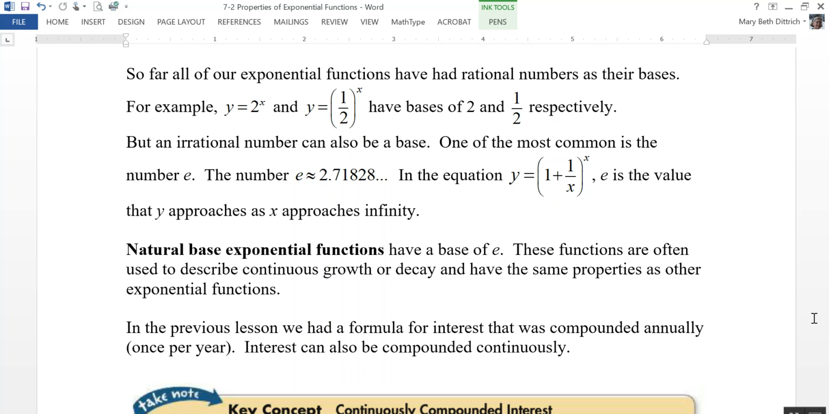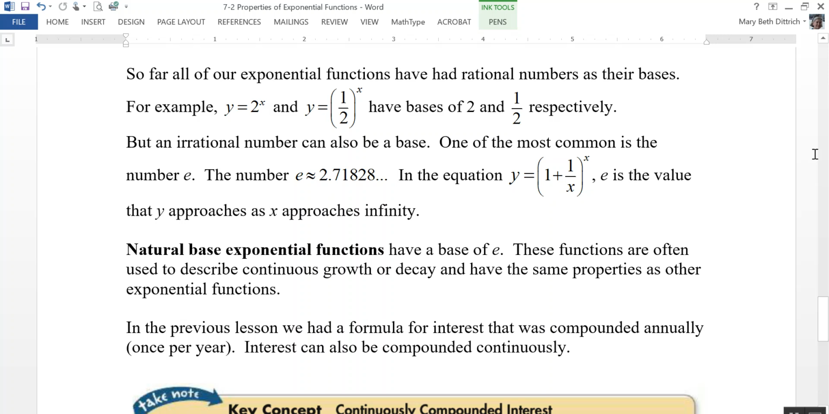In the equation y equals (1 plus 1 over x) all raised to the power of x, e is the value that y approaches as x gets infinitely bigger. So as x gets bigger, the y value approaches this funky number e. Now natural base exponential functions use e as their base. These functions are often used to describe continuous growth or decay, and they have the same properties as all of the other exponential functions we've seen.